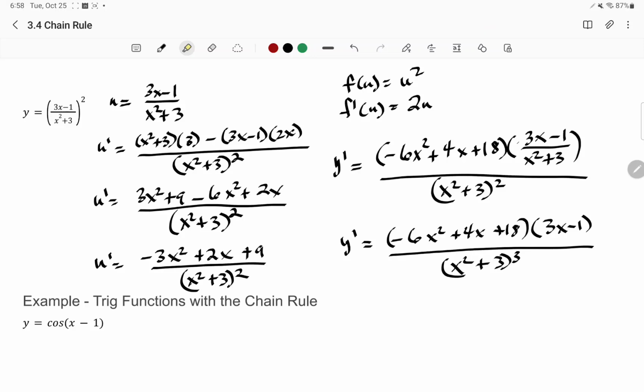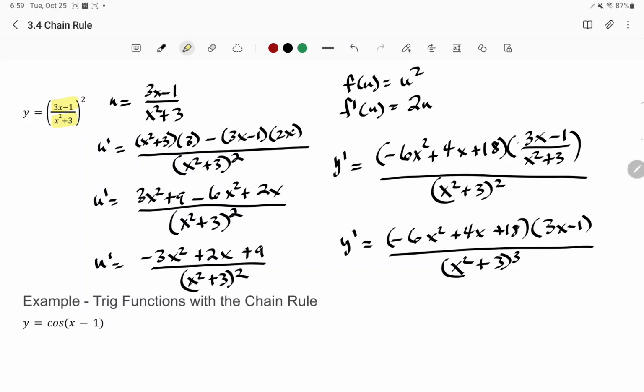Now, there's other ways that you could probably do this, like right off the bat. If you just rewrote this as 3x plus 1 quantity squared over x squared plus 3 quantity squared, and then actually multiplied those out, it'd maybe be a lot easier. I'm not really sure, because then you'd have pretty big polynomial functions. But let's take a look at what we have.